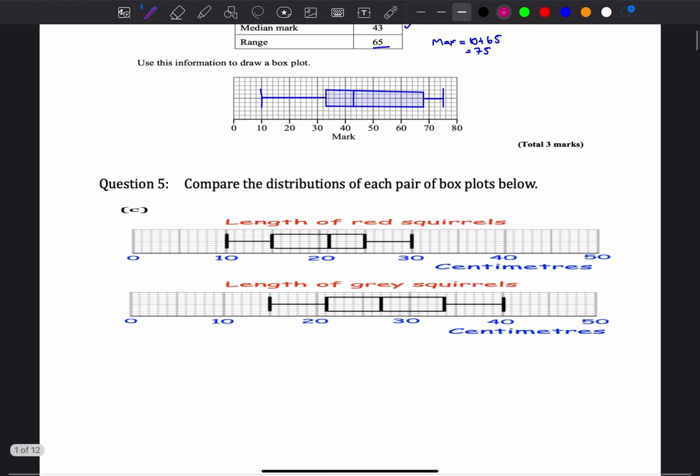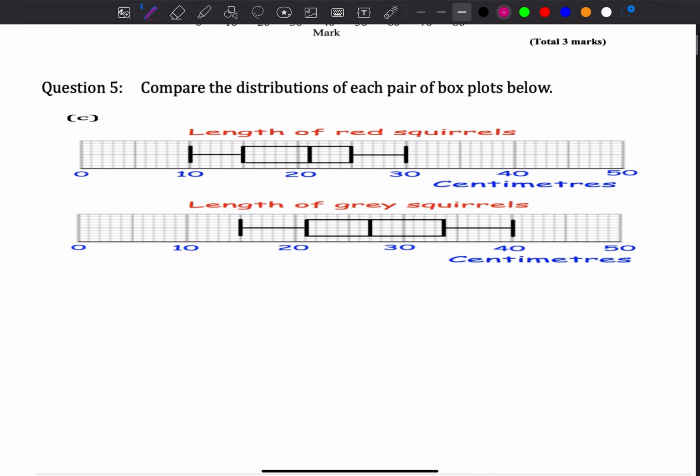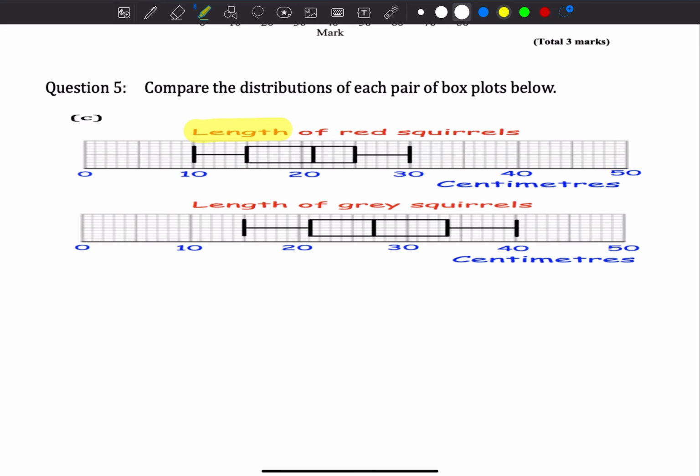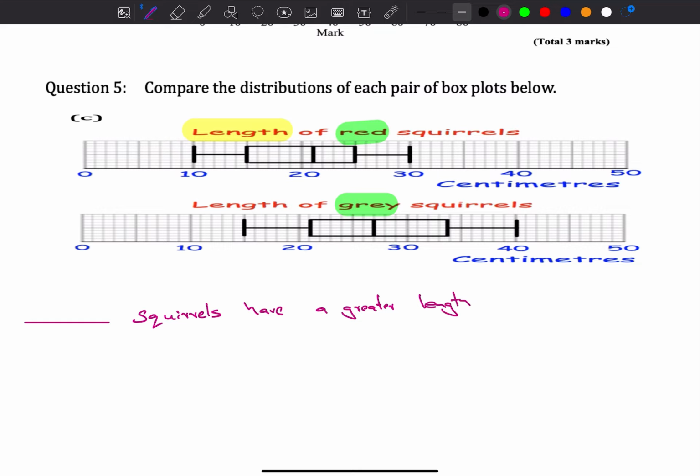Next one. Compare the distributions of these ones. So what are we comparing? We are comparing the lengths of red squirrels and gray squirrels. Okay, so who has a greater length? Whatever squirrels have the greater length, because they have a higher median.